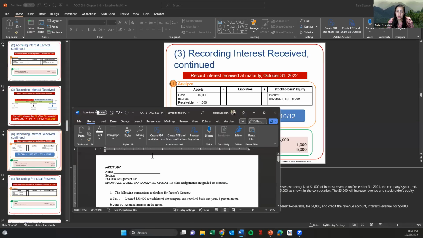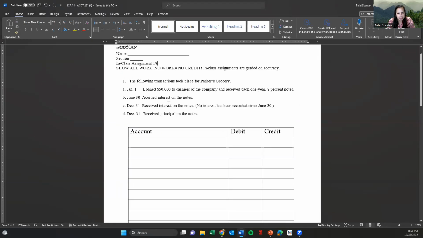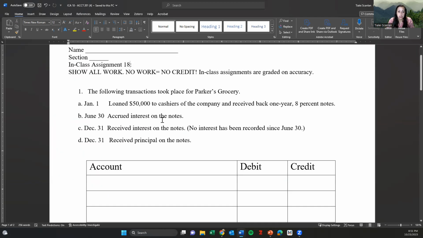I think this one's more simple. Let's see how long we have in our time frame when we're going to look at interest that's been accrued on the notes. So we loaned $50,000 to Cashiers of the company. So you can loan whatever money that you want to whoever you want. And these are 8% notes.